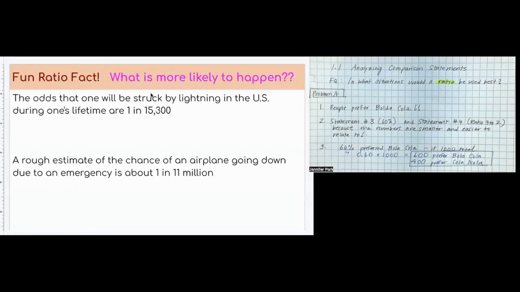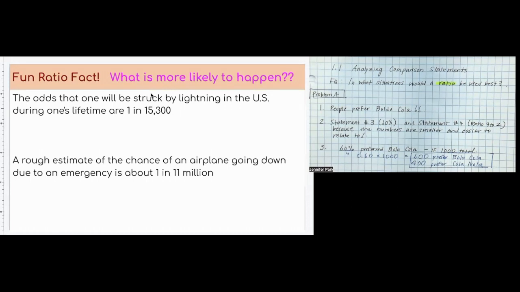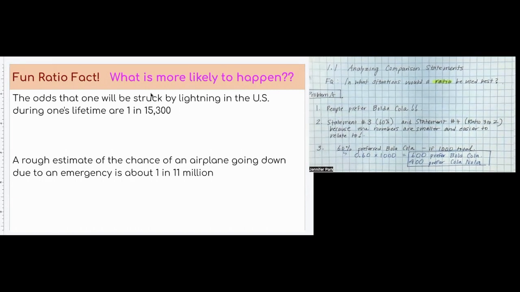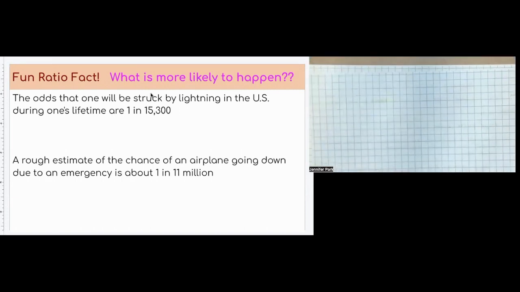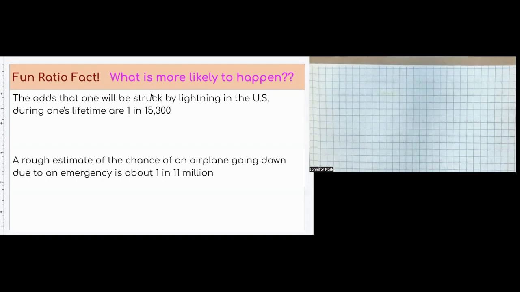All right, so now I'm going to share with you fun ratio facts. So let's look at some of these two situations. What is more likely to happen to us in our real life? So first one, it says the odds that one will be struck by lightning in the United States during one's lifetime are 1 in 15,300. That is actually another ratio that describes a chance of a person getting struck by a lightning.